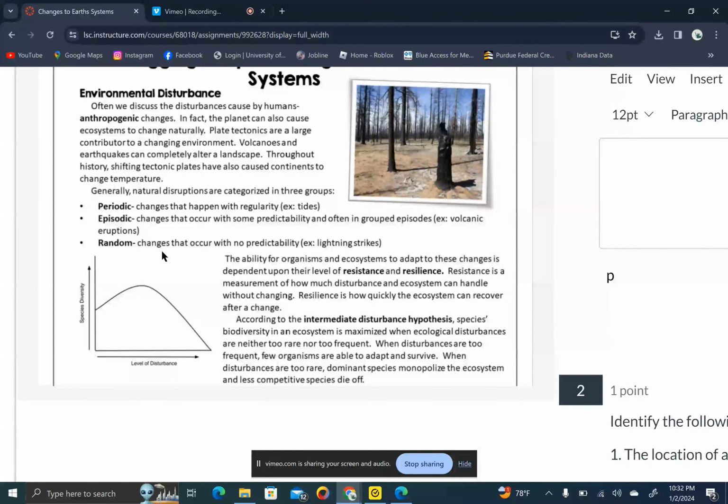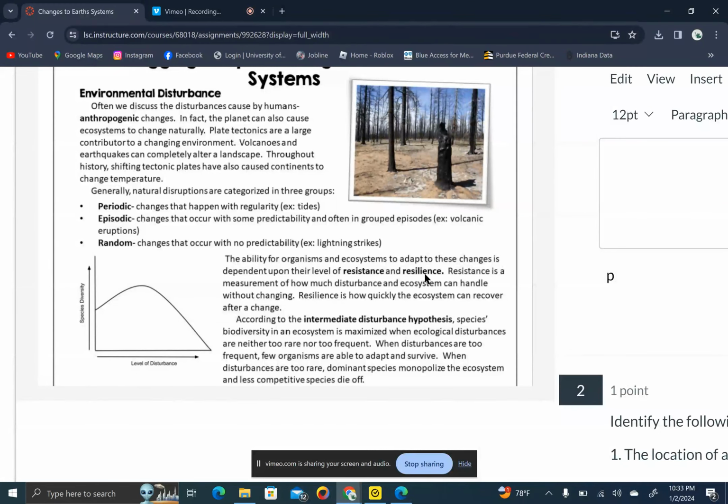Random, these are changes that occur with no predictability. So, for example, lightning strikes. We don't know when or where lightning is going to strike, it's more random. The ability for organisms and ecosystems to adapt to these changes is dependent upon their level of resistance and resilience.